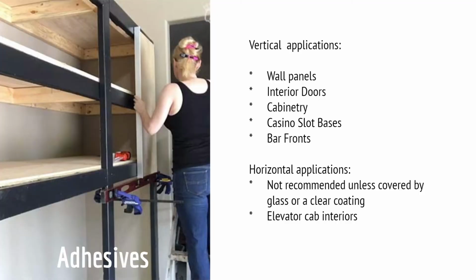Metal laminates are installed very similarly to HPL laminates and are recommended for vertical interior surfaces and trims. It's not recommended for horizontal surfaces unless it is covered by glass or a clear coating. Typical vertical applications can include wall panels, interior doors, cabinetry, casino slot bases, bar fronts. Typical horizontal applications could include tabletops, contract furniture, and casework, as well as store fixtures, as long as they are covered.